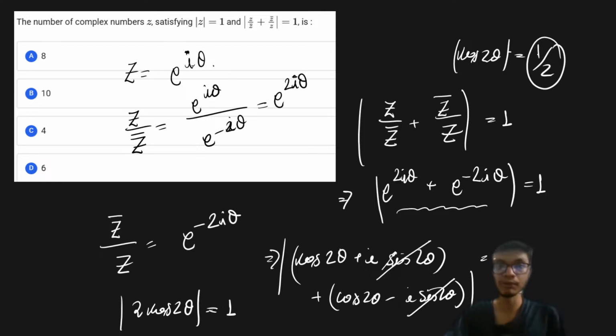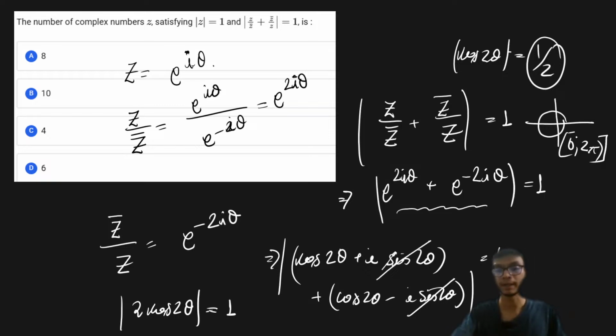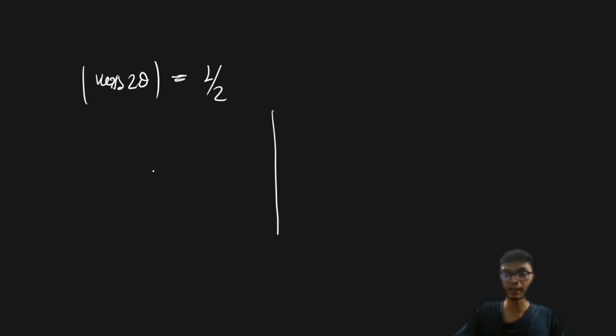So now if you need to find the number of solutions for this z, we have to find the number of complex numbers which satisfy this. Whenever we talk about the Argand plane, it is basically 0 to 2π, so we have to find the solutions between 0 and 2π. This is basically a question of trigonometric equations, so we just need to find the graph of it.